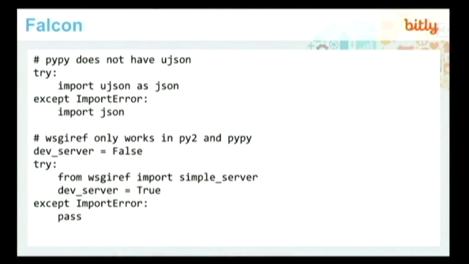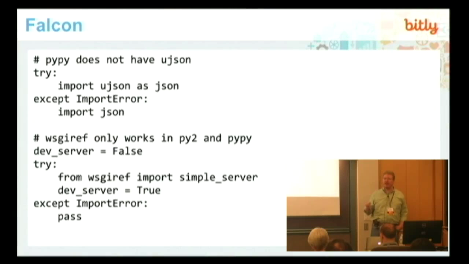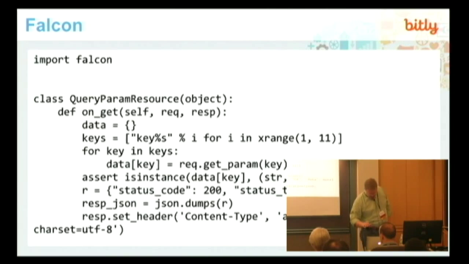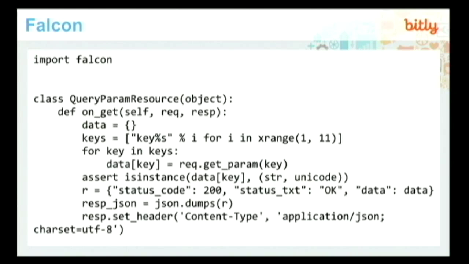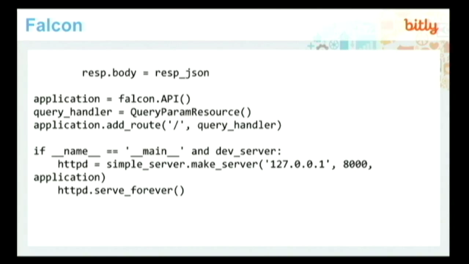So that was Flask. This is Falcon. Falcon is a synchronous web framework that advertises itself as having really, really low latency. We will see whether or not that's true. You have your imports. You have a resource handler. You have the same exact stuff. Generate your response, dump it back out. You're building an application. You're building the query handler from your class that you have. You're setting up the route, and then you're kicking off the server itself.